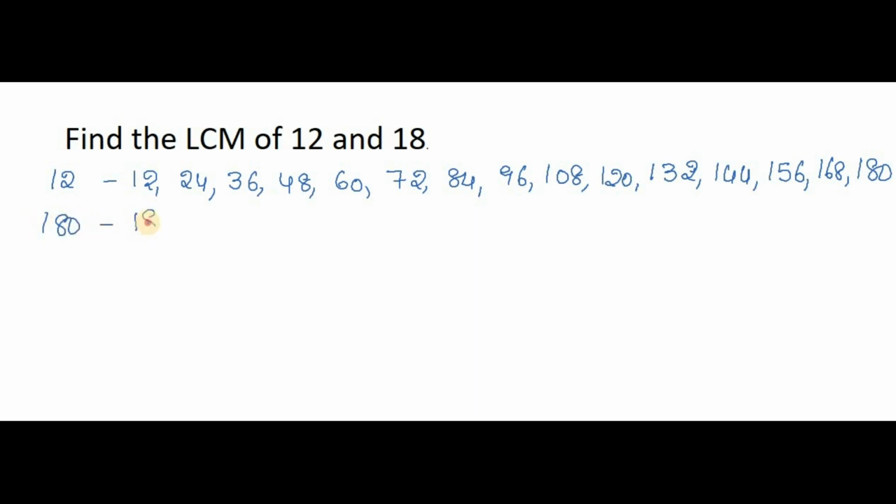Okay, 18 ones are 18, 18 twos are 36, 18 threes are 54, 18 fours are 72, 18 fives are 90, 18 sixes are 108, 18 sevens are 126, 18 eights are 144, 18 nines are 162, 18 tens are 180. Okay students, now in this we are going to find out the common multiples.